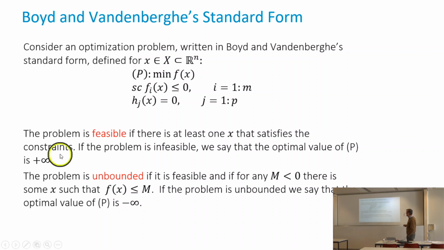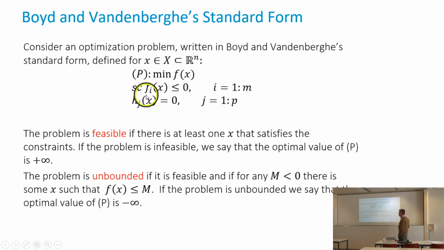Now, if the problem is unfeasible, the set of all the values of f of x is empty. And the minimum of the empty set is plus infinity, because that's a neutral element. When you take the minimum of something and infinity, you can ignore the infinity. So that's a convention. It's important to remember it. We'll see it plays a role in duality with linear programs.